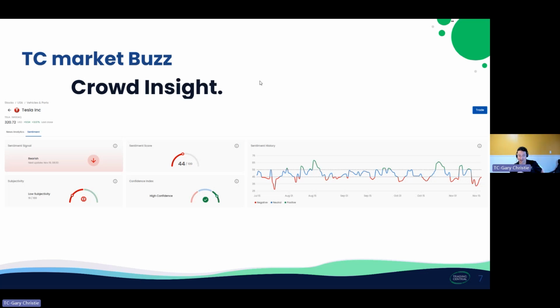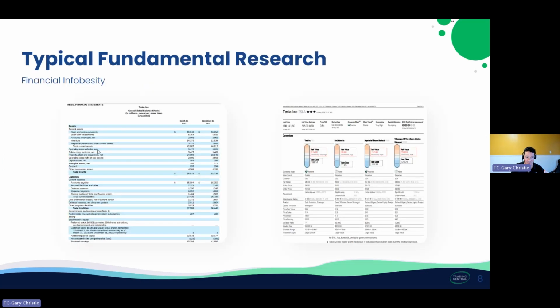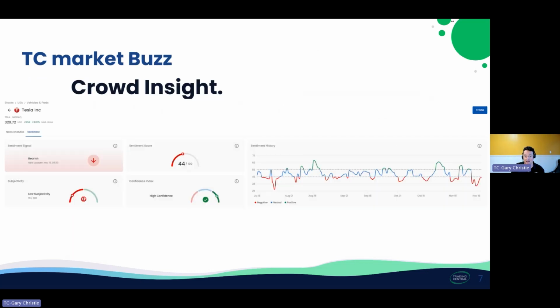So again, these tools analyze news articles to help identify the sentiment behind them. And that's an important key factor here. So we want to provide traders with actionable insights, like here we have on the screen sentiment signal, right? And we'll go into all this in real time once we get it going. We have sentiment score, news subjectivity, and confidence index. And the history as well as sentiment.